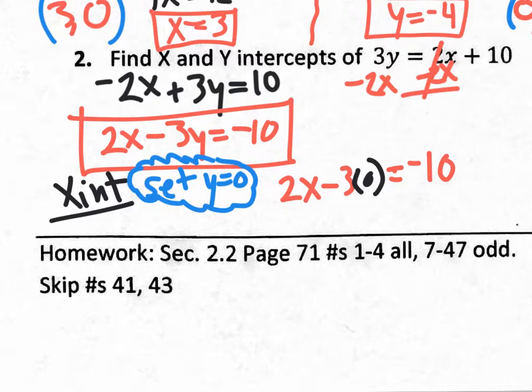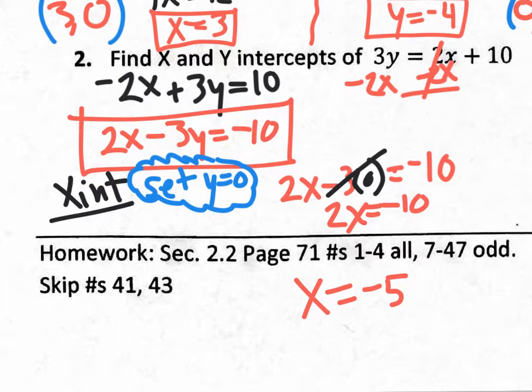But anyways, 3 times 0 is nothing. It cancels out. So what you really have is 2x equals negative 10. Now, to solve that, all you got to do is divide by 2 on both sides. So x equals negative 5. That is your x-intercept value.